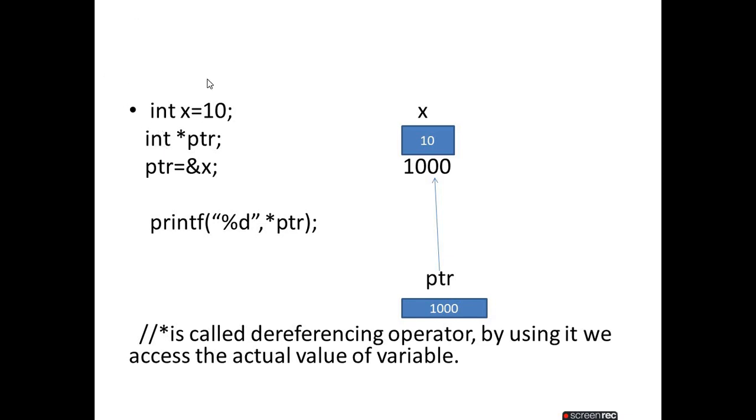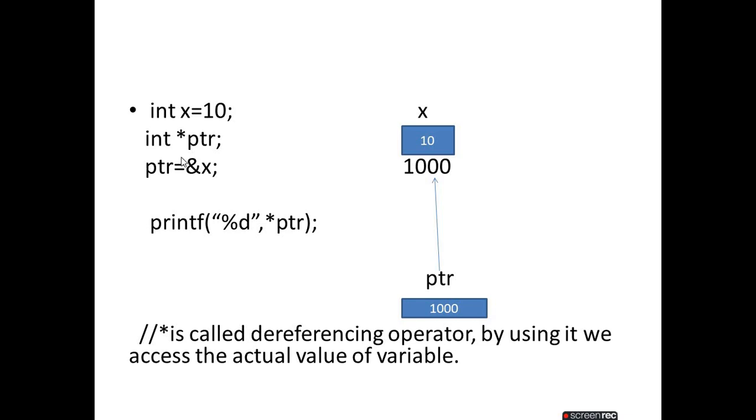Okay, here is an example. Say there is int x. X is a variable, the data type is integer, and the value is 10. So the value stored in x is 10. Now every variable has its own memory address. Obviously it is stored in memory, so it has a particular address. For example, I assume that this x variable's memory address is 1000. Next line, int star ptr, we declare a pointer named ptr.